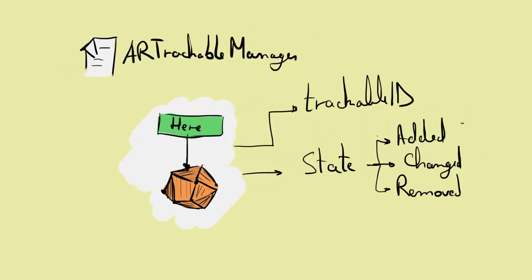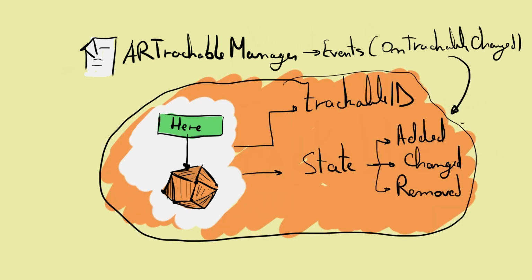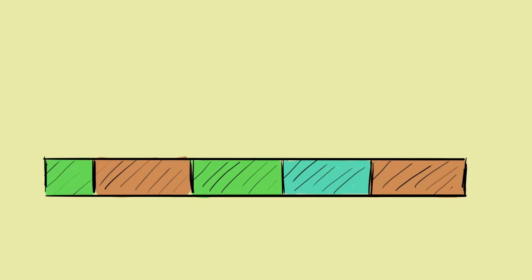Each trackable has its unique trackable ID and state, while we usually have access to events through its manager, so we know when each one was added, changed, or removed. In a nutshell, let's wrap this up. Subsystem providers are at the base of everything.